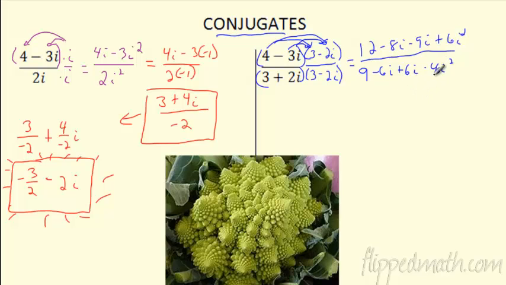Can we simplify this a little bit? Sure. On bottom, the reason I picked this difference of squares, or its conjugate, is because these cancel. Minus 6i plus 6i. So that's really, really good. So the bottom is going to be 9 minus, and remember that i squared is -1. So I'm going to bring that all down here.